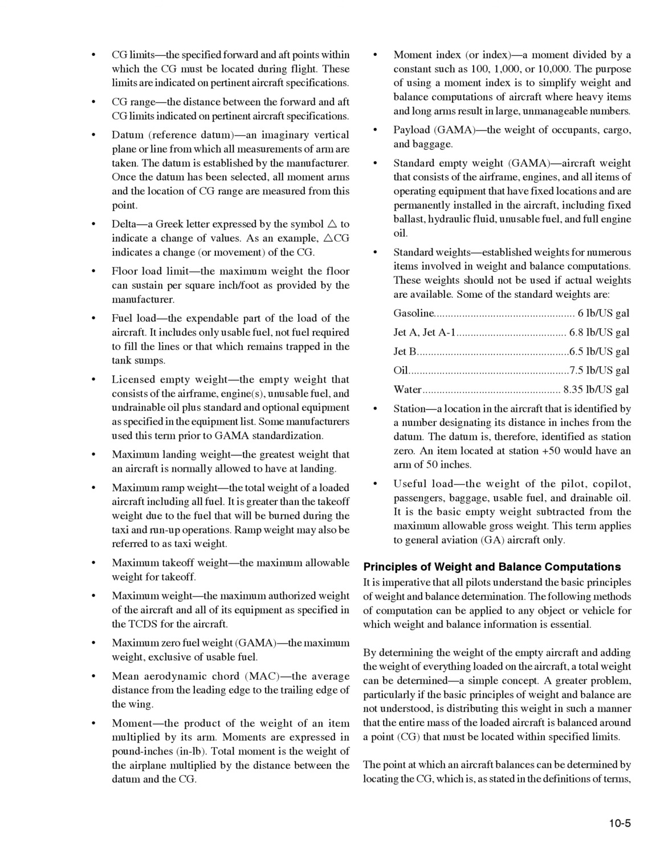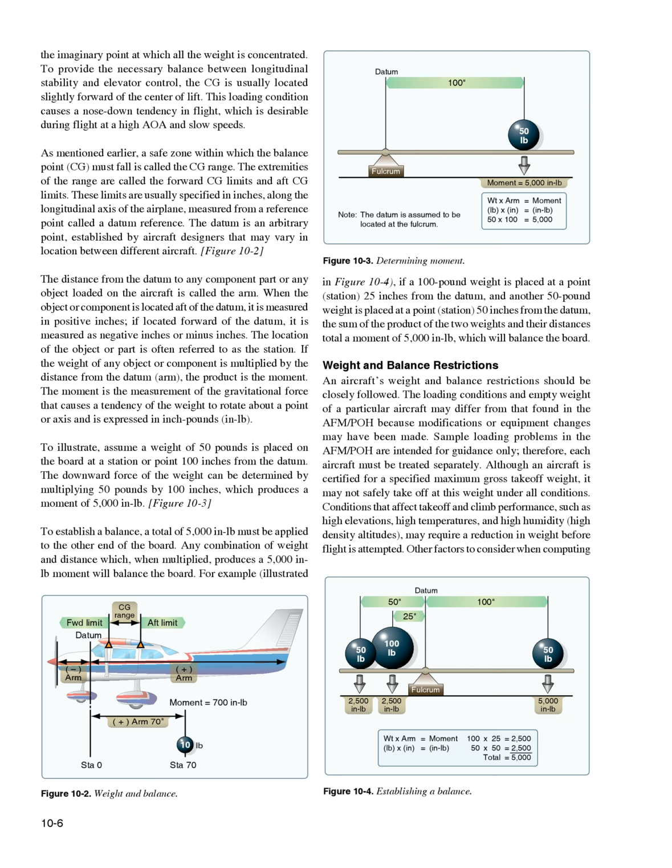A greater problem, particularly if the basic principles of weight and balance are not understood, is distributing this weight in such a manner that the entire mass of the loaded aircraft is balanced around a point, the CG, that must be located within specified limits. The point at which an aircraft balances can be determined by locating the CG, which is, as stated in the definitions of terms, the imaginary point at which all the weight is concentrated.